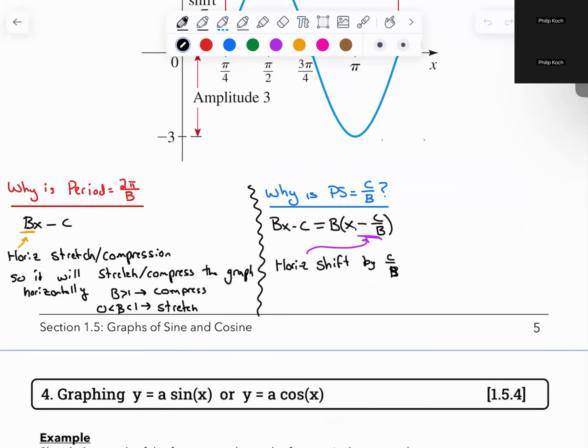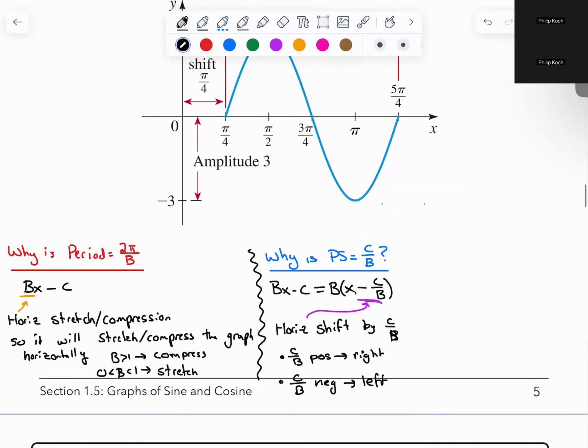So it's a horizontal shift by c over b. If c over b is positive, it's going to the right. And if c over b is negative, it's going to the left. So hopefully that helps understand why the phase shift is c over b. Phase shift is just another fancy name for a horizontal shift.